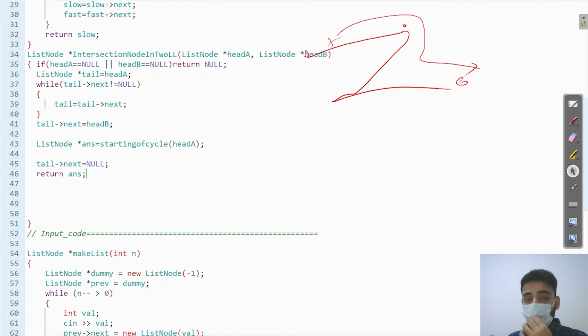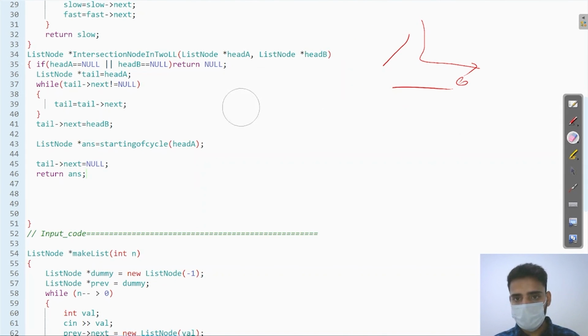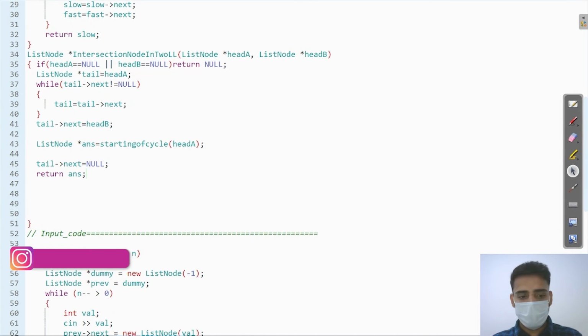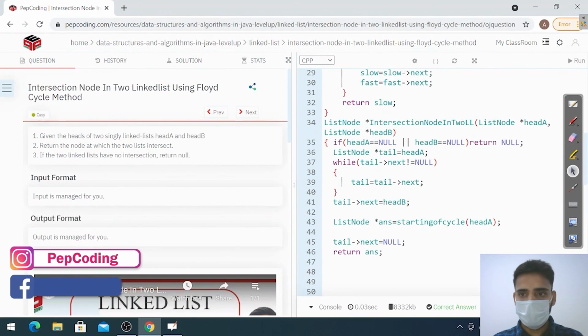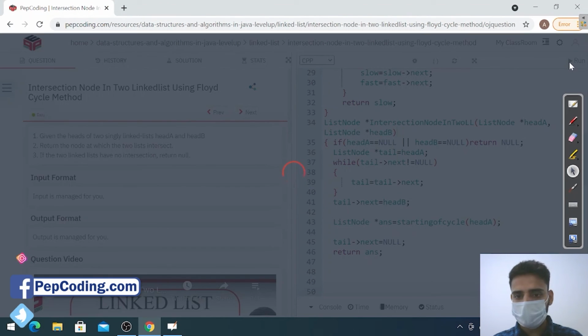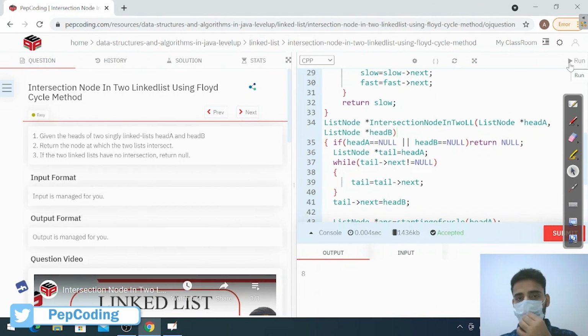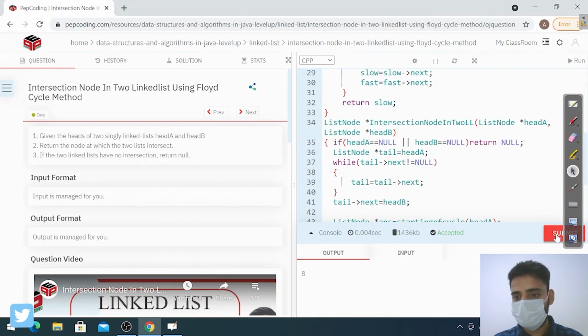Whatever we have planned, we have implemented it here. Now let's just go and run this code. Before that, let me erase this. Okay, this is done. Now let's run this code. Okay, it is accepted. Now let's submit this code for all the test cases.